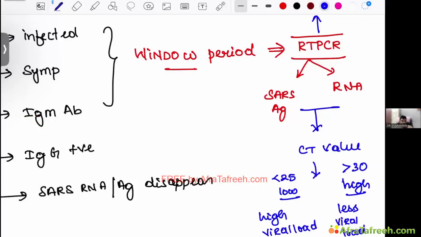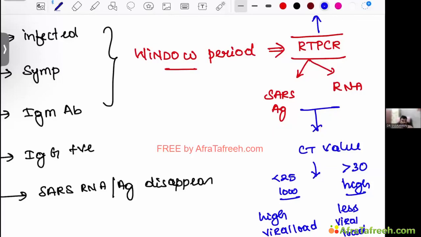Cycle threshold. Now a question is being given: a patient who was suspected of COVID underwent a throat swab and RT-PCR was done, and the RT-PCR report showed a CT value of 34. What is the next step? The patient is considered as having less viral load, asymptomatic, or not having COVID, so discharge the patient and treat symptomatically.